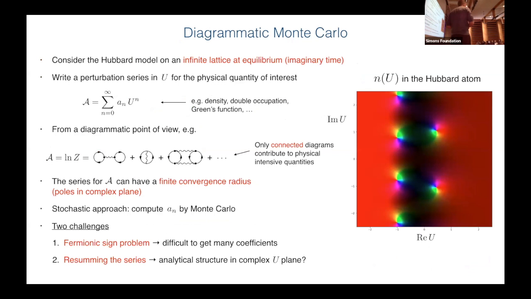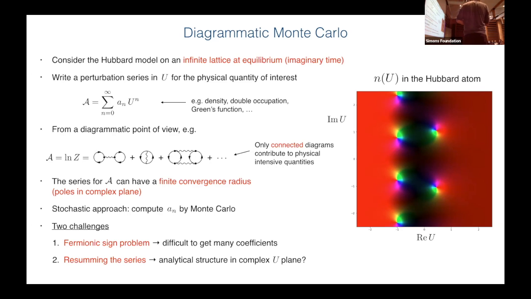The other approach, and I'll say a bit more about it because we've been working a lot on this, is Diagrammatic Monte Carlo. You've heard about it this morning with Nikolai, so I'll repeat some of it. It's a technique that allows you to look at the model directly on an infinite lattice at equilibrium. I'll mainly focus on equilibrium here. Then you express a physical observable, it can be the double occupancy, it can be the Wigner function, as a power series in the coupling, here U. From a diagrammatic point of view, you can think, for example, of log Z as a sum of diagrams, and here in this example, it's the sum of all connected vacuum diagrams.